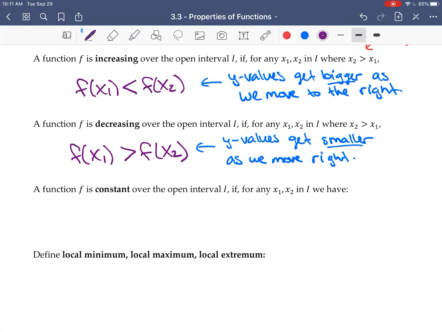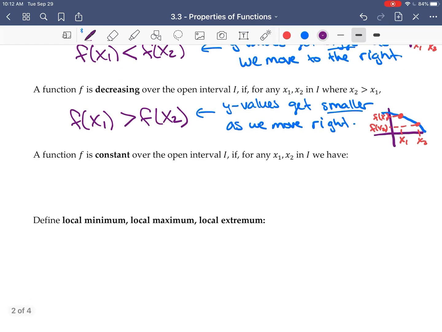as we move right. Let me just draw a little picture for each. So maybe here's x1, here's x2. So remember x2 is the bigger one. So if it's increasing, that means the function is getting bigger. If it's decreasing, it means that the function's going down. So it might look like that. So the y value up here, this is f of x1. And down here, this is f of x2.